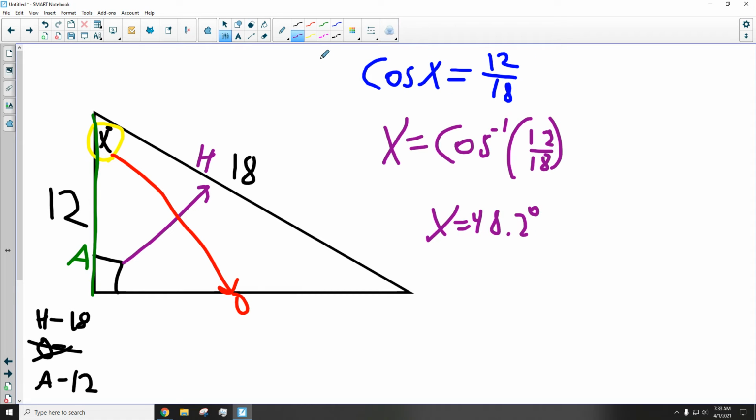So if you can set this up, that's the hardest part. Because then whatever function you use, do the inverse of that. Then put your fraction inside of that, and you're done.